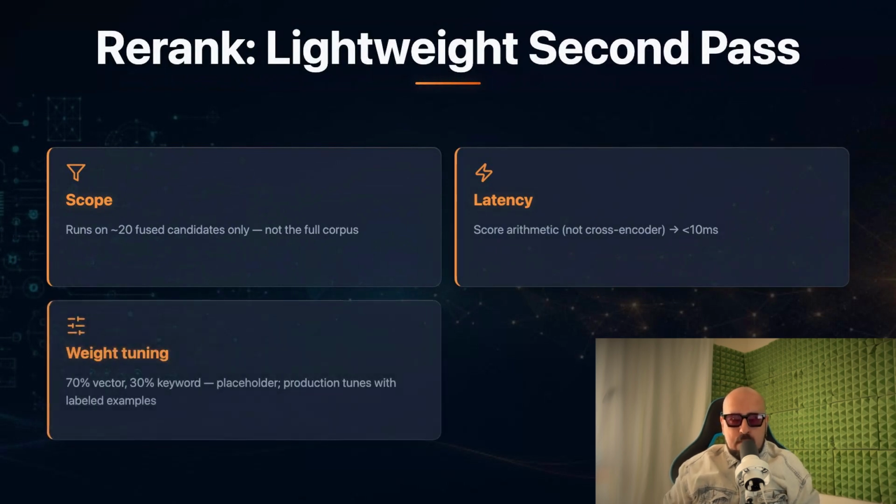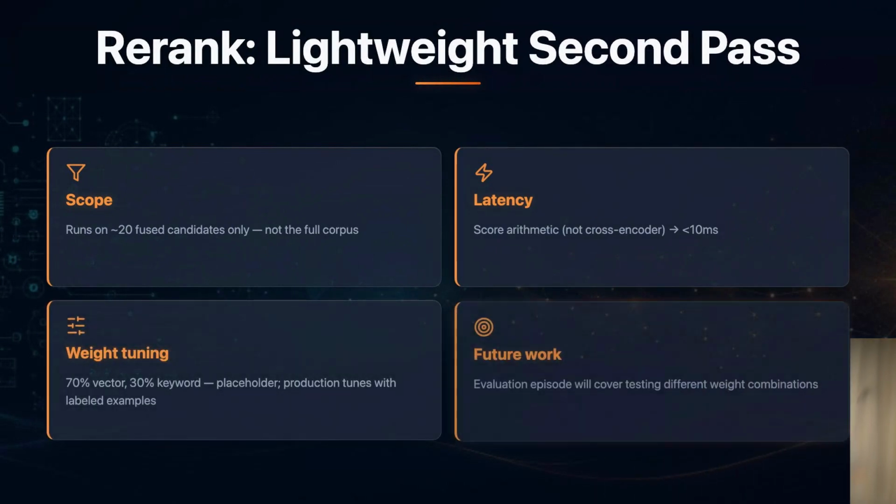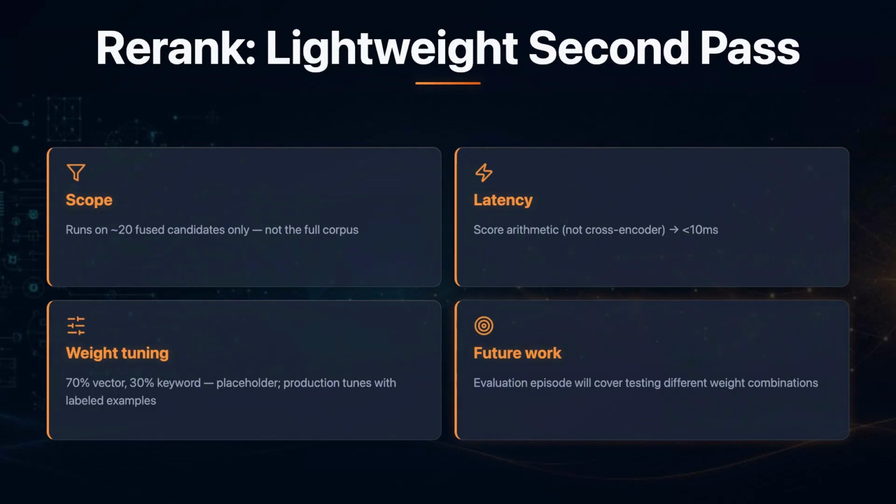We update the score field on each chunk with the weighted combination, and then sort them descending. This rerank runs only on the fused candidates, usually 20 chunks, so it is cheap.